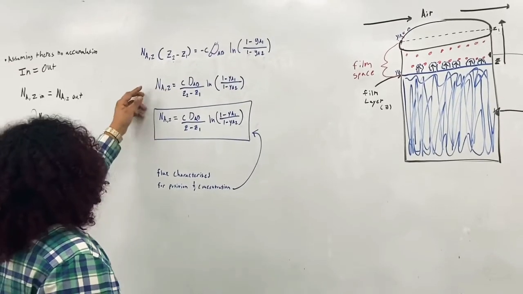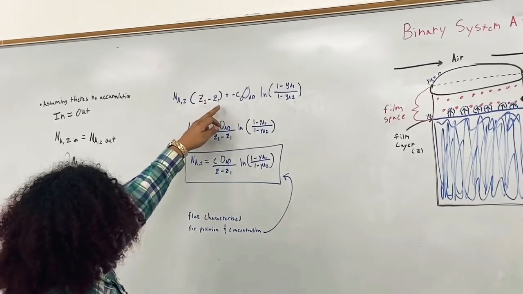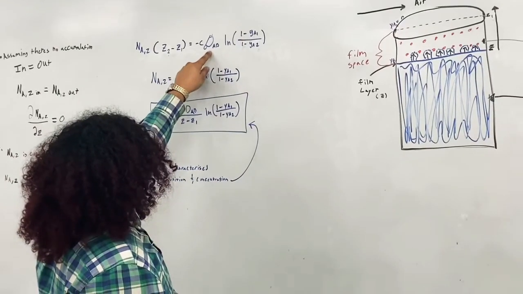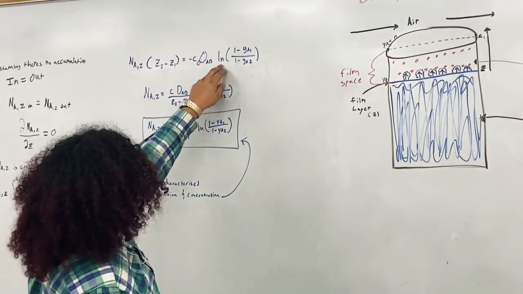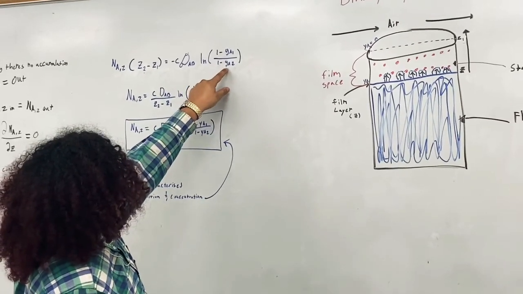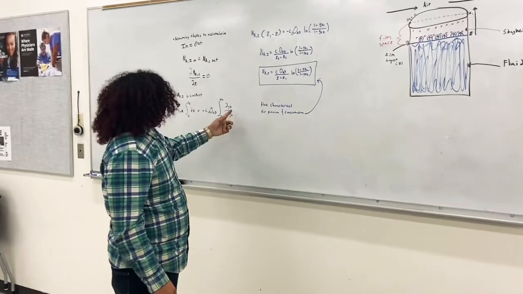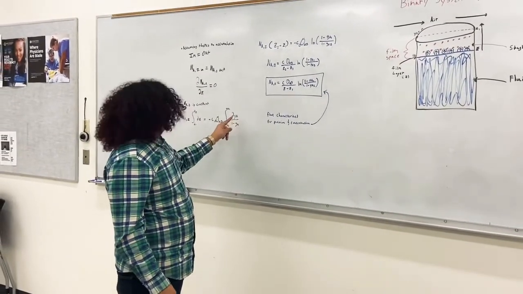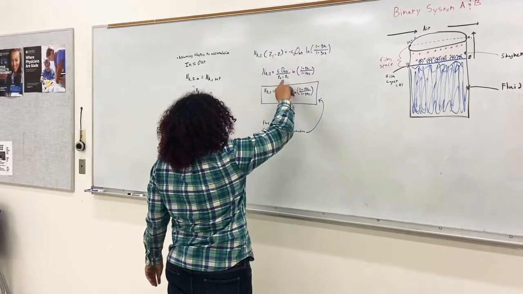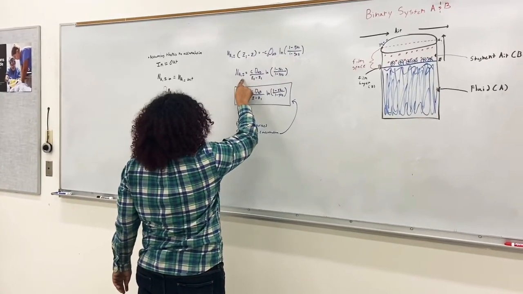So now that it's kicked out of the integral, we have N of AZ times Z2 minus Z1 equals the concentration times the diffusivity of A and B, natural log of 1 minus YA over 1 minus YA2. Basically, all we did was kick this to the numerator and then integrate dYA to get this.